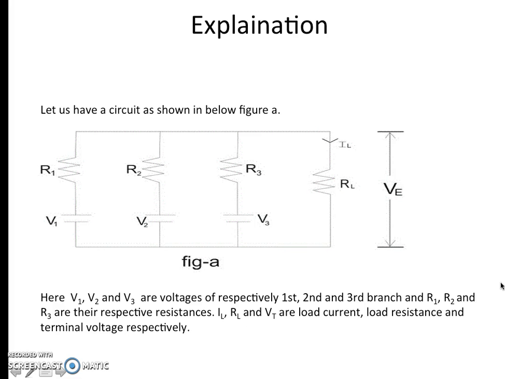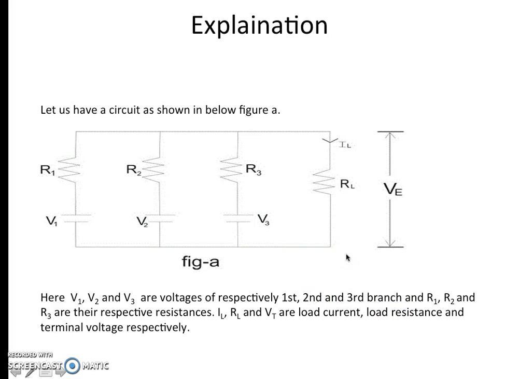Okay, now we'll explain it. Let us have a circuit as shown in figure A. This is the circuit with V1, R1, V2, R2, V3, R3, and this is RL, and this is the voltage drop across RL. So these are all connected in parallel. Here V1, V2 and V3 are the voltages of the first, second and third branch respectively, and R1, R2, R3 are their respective resistances. IL, RL and Vt are the load current, load resistance and load voltage respectively.